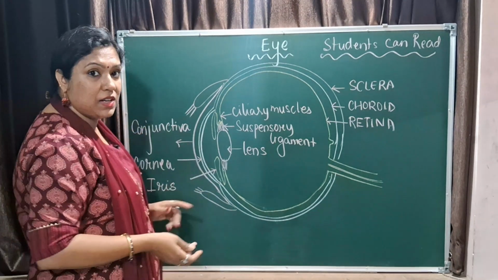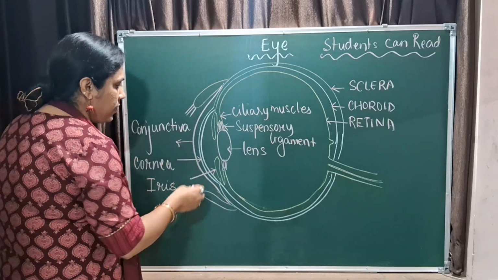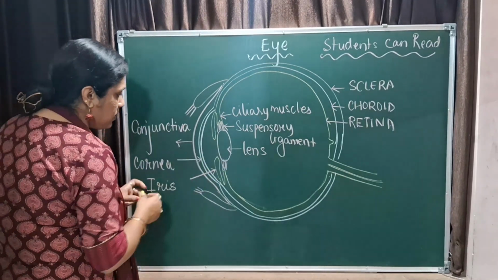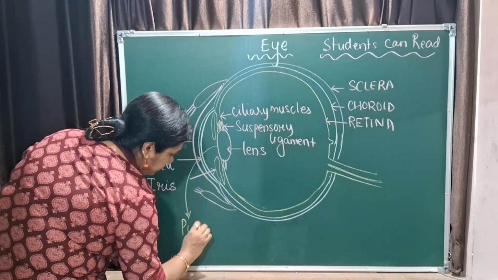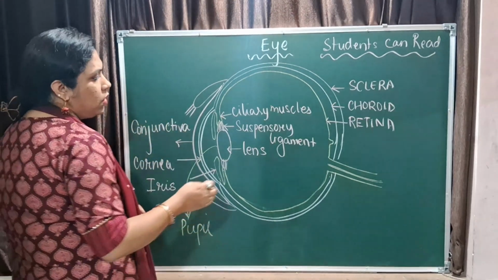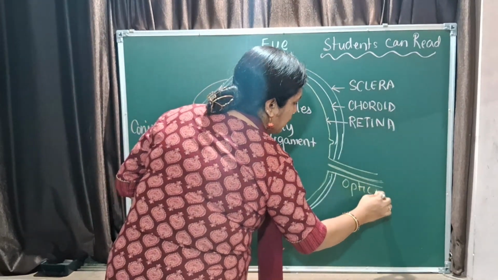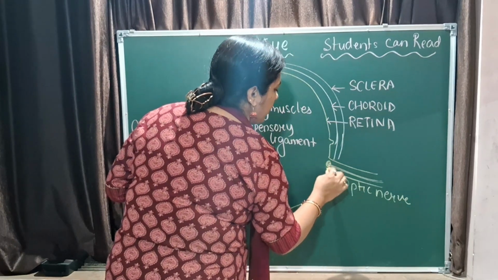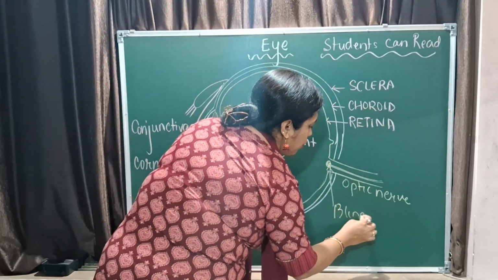The iris can be of different colors. You have seen the different eye colors of different people. So that is the iris. This opening through which the light enters is the pupil. Then this is the optic nerve. Here you have the blind spot, that is the area of no vision.